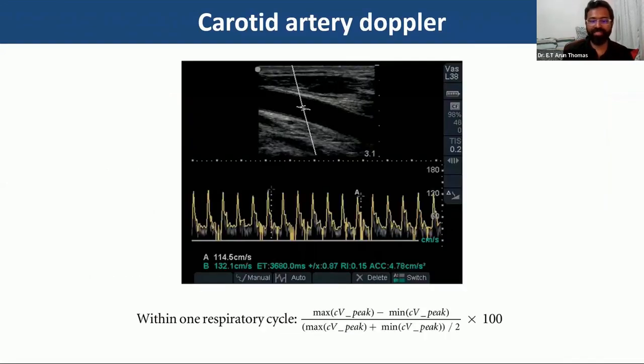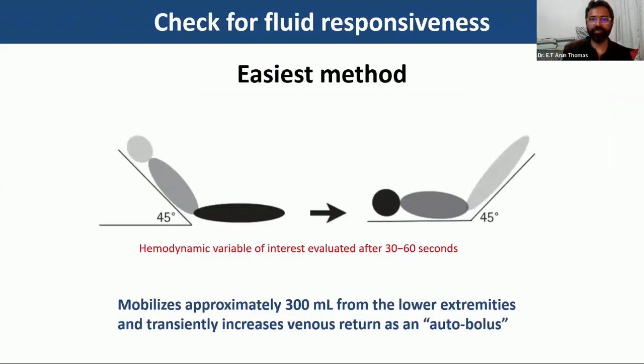So the PSV variation is calculated just by plotting the maximum velocity and minimum velocity. Maximum minus minimum, divided by the average velocity, that is, maximum plus minimum divided by 2, multiplied by 100, gives the peak systolic velocity variation. If the variation is more than 14%, that means your patient requires more fluid. Please keep on doing the resuscitation, keep on giving fluids rather than going high with the vasopressin.